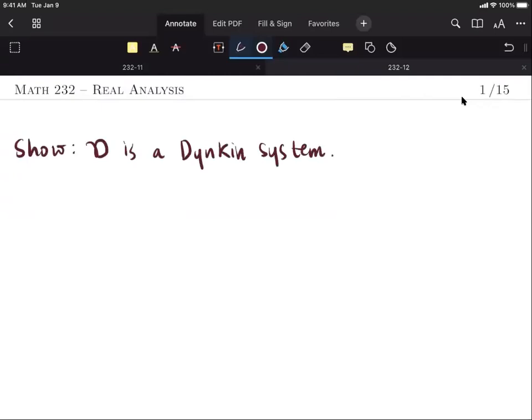And this will establish our first step, since in this case, if indeed D is a Dynkin system, D is a subset of the product sigma algebra by definition.